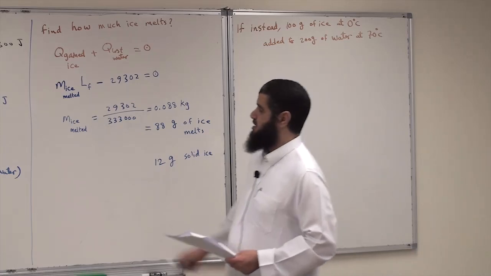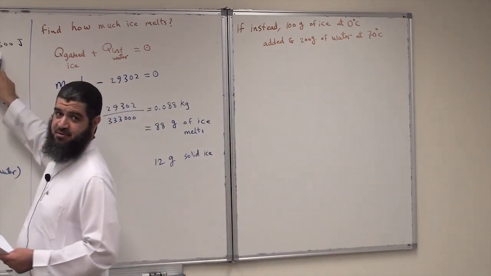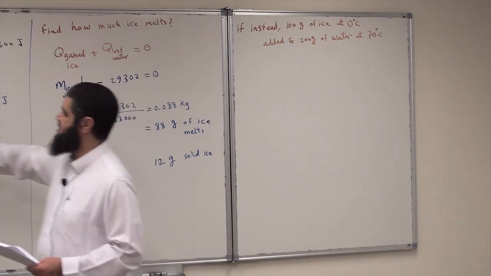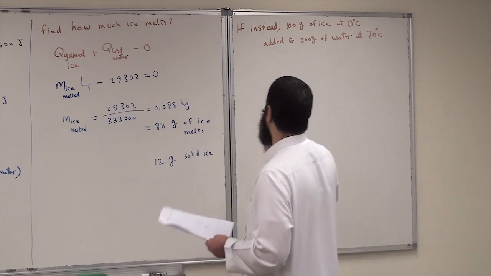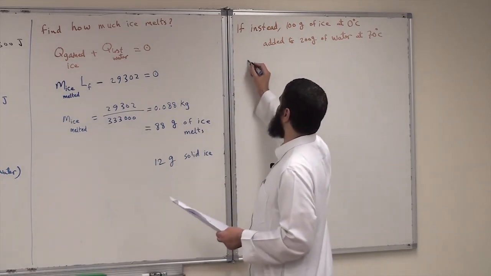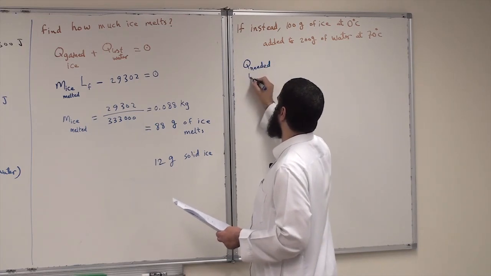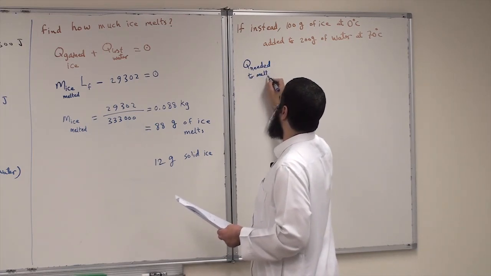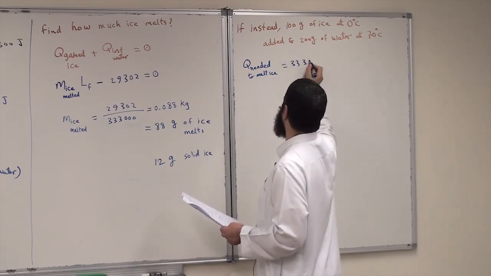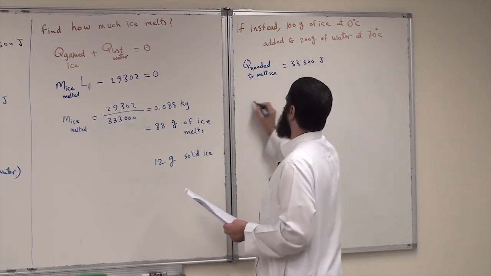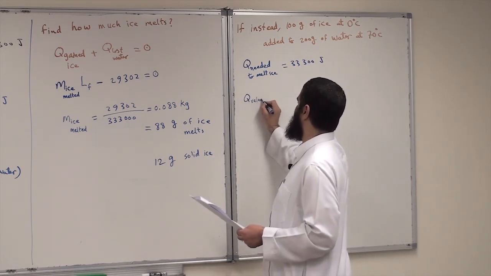Of course, the amount of heat needed to melt all the ice we have calculated before. Now we would like to see how much heat can be released from the 200 grams of water by cooling down. So Q available, Q needed to melt ice. This didn't change, and we calculated before. It is 33,300 joules.